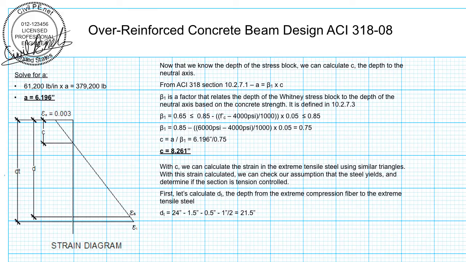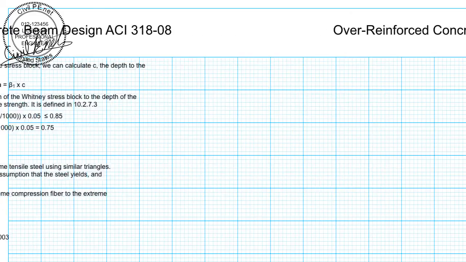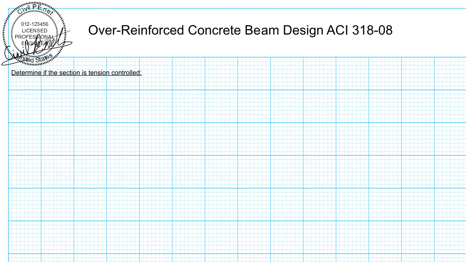Now using similar triangles, we can figure out that c divided by 0.003 is equal to d sub t divided by 0.003 plus epsilon sub t. We rearrange to solve for epsilon sub t, substitute in our values, and we get that epsilon sub t is equal to 0.0048. Now what does this tell us?